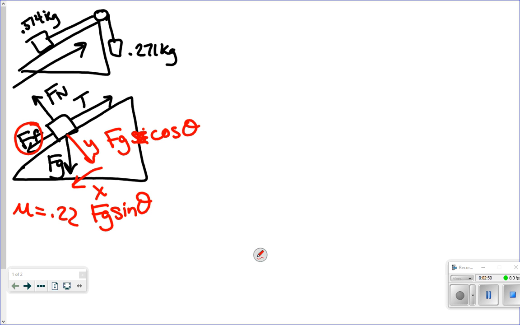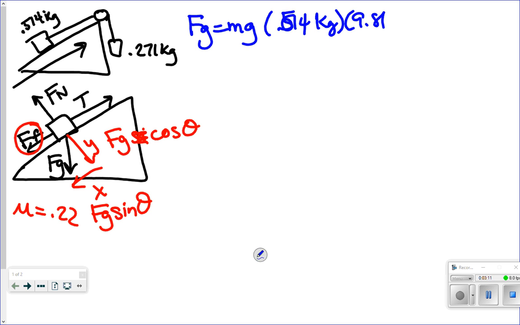So you know Fg, here, let's change colors again. Fg, that's going to be mg, right? And then we're looking at 0.514. That doesn't look like a 5, does it? 0.514 kilograms times 9.81 meters per second squared. Right, we're going to do that. Then we can do mg sine of theta, mg cosine of theta. Assuming you can do math, I would assume you can do those.